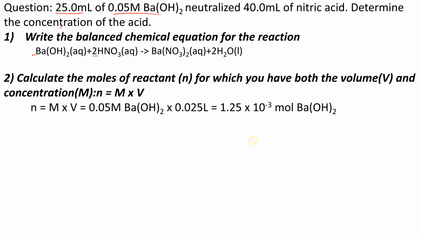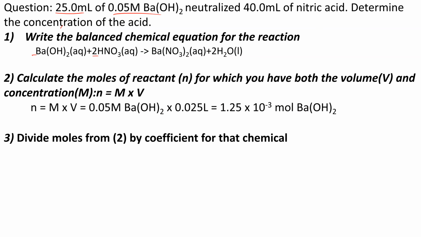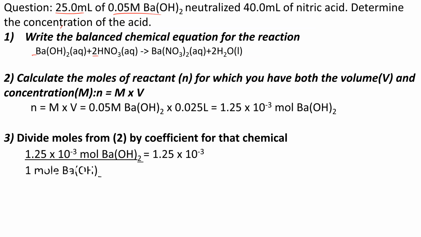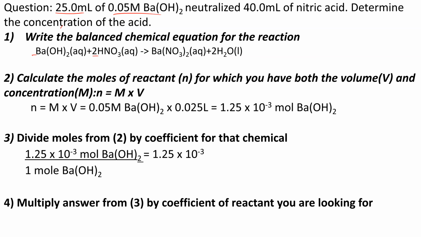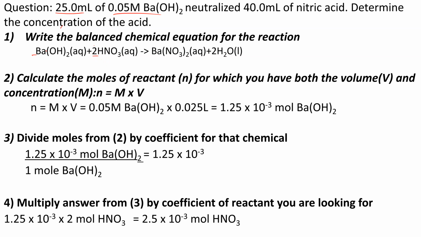So you get 1.25 times 10 to the negative 3 moles of barium hydroxide just by multiplying the molarity times the volume. Divide whatever you got here by the coefficient, which for barium hydroxide is just a 1. That's easy. You get just a number. And then step 4, multiply whatever you got in step 3 by the coefficient of what you're looking for. I'm looking for HNO3, right? You're always going between one chemical and another. So here you multiply by 2, and you get 2.5 times 10 to the negative 3 moles of HNO3.